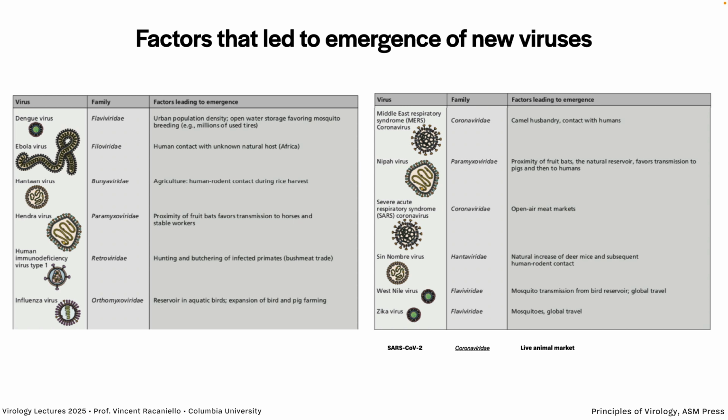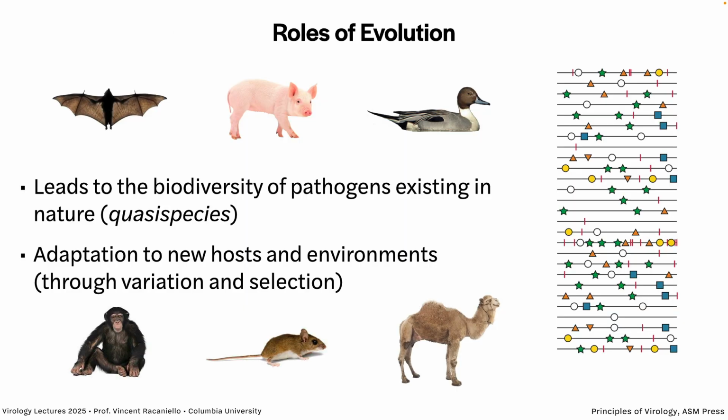Notice it emerged in a live animal market. It did not emerge in a lab. No matter what anyone tells you, SARS-CoV-2 did not emerge in a lab. There is zero evidence for that. It's just rumor and innuendo, but we have good science data that the virus came from a live animal market, which we'll talk about in more detail next time.